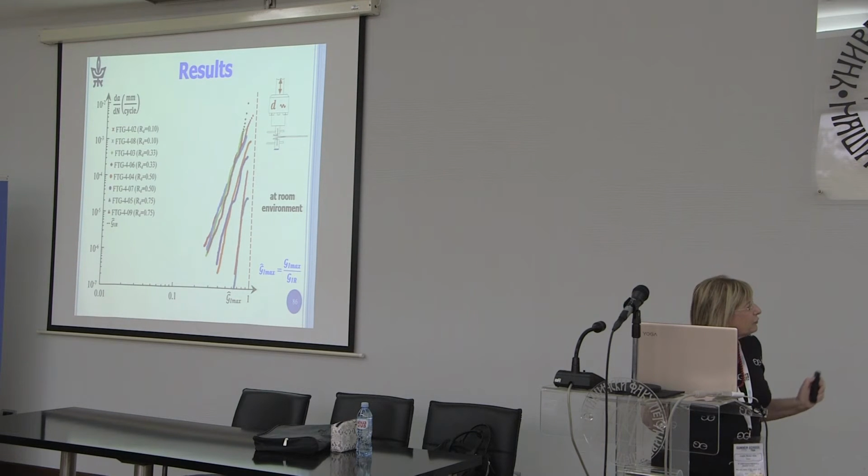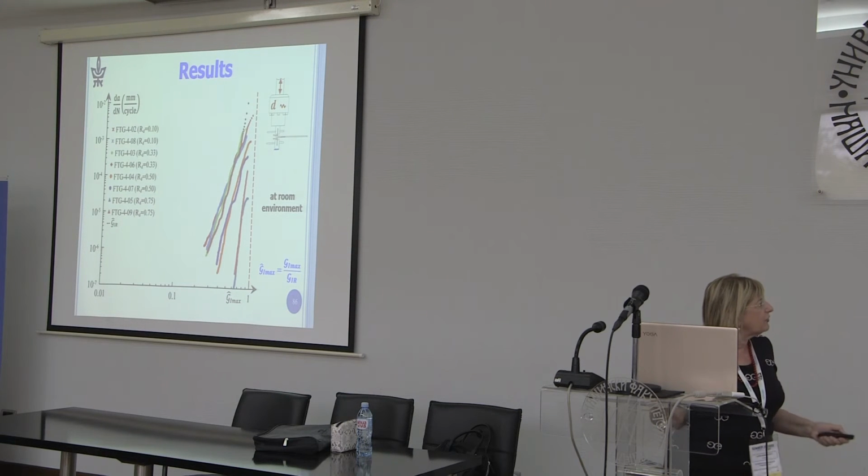Okay, this will be my last slide. I'm not going to show you everything, but what you can see is da/dN, millimeters per cycle, on a log-log plot. And this is G max. The hat just means it's normalized with respect to G1R. And so we had 2 specimens at 0.75 R, 2 specimens at 0.5, and then the 4 specimens at 0.1 and 0.33 are overlapping, and it's something we can say something about.